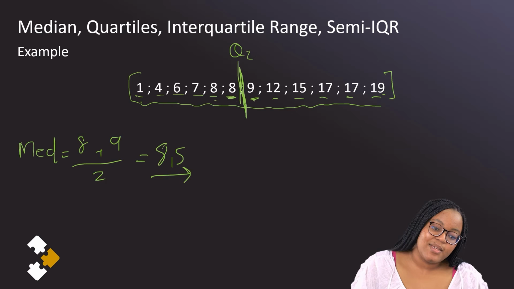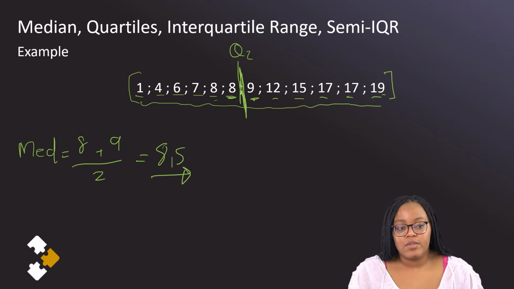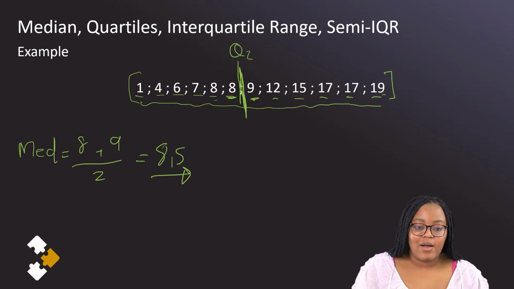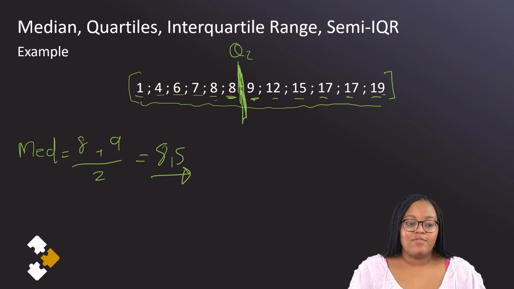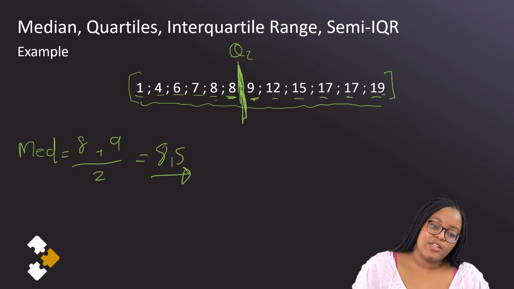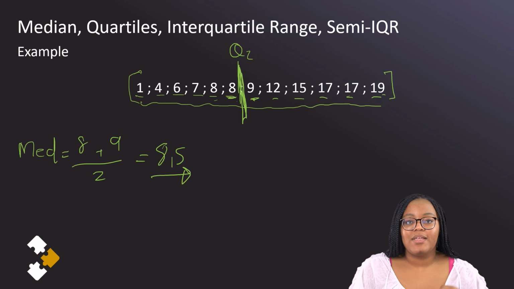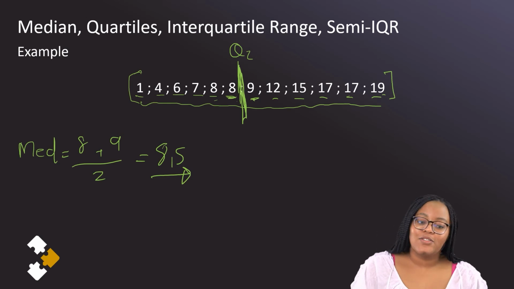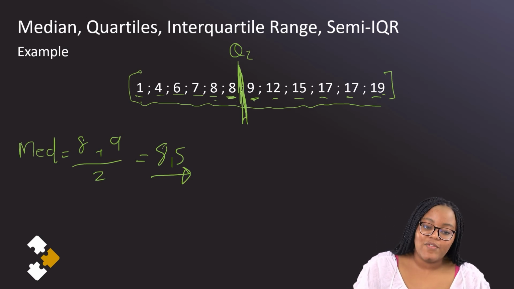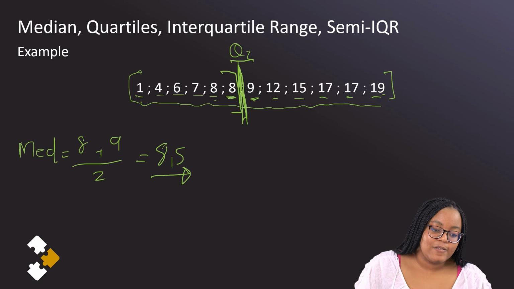That is going to give us a median of 8.5. To find our quartiles, now our quartiles are dividing our data set into their quarters, let's say. So you know that to find a quarter, you simply halve a half. So to get our lower quartile, if we know that half of this data set is at Q2, the lower quartile is going to be at half of that.